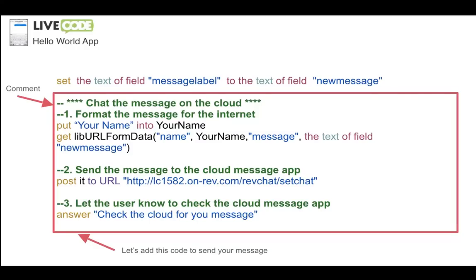The next step is to send the message to the cloud message app. In the same way that a postman would deliver a letter, we're using the word post to do that. So all we say is post it to URL, and then it's the URL that I showed you for the chat application. But on the end there's a slash and the word setchat, and that additional page is what we've set up on the server to receive the message. Again, that's something that we'll show you how to do, and we'll show you the code that you need on the server to receive that message at a later point in the Create It with LiveCode course.